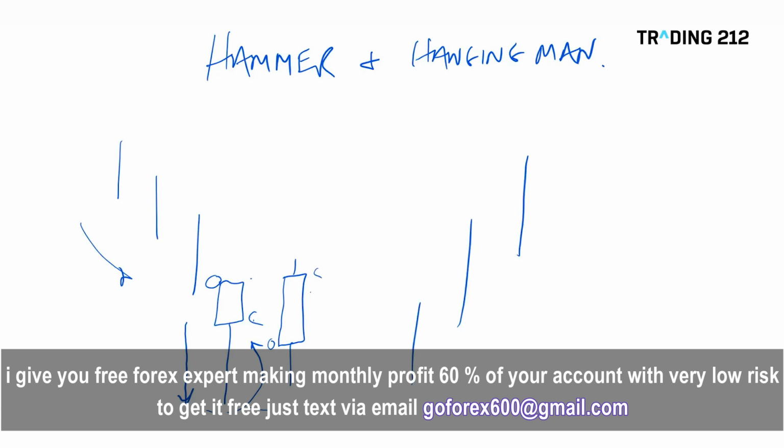Let's take a look at the hanging man. So we've got a market that's been trending higher. Again, the example I'm using, we've got daily candles, 3 days where the market's going higher. Let's see what happens next.